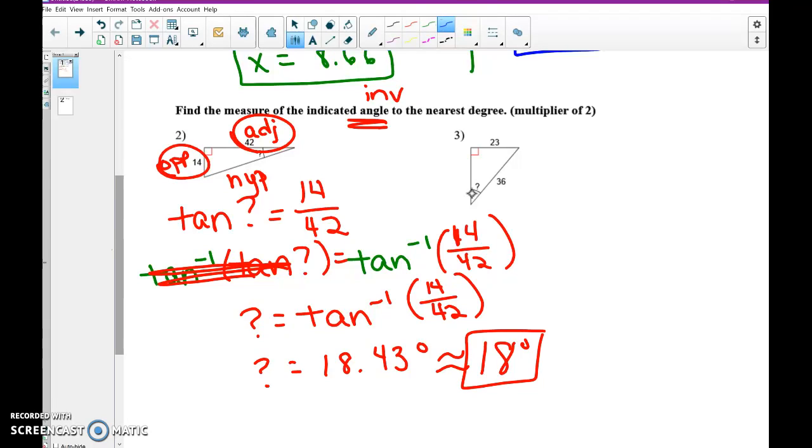Over here on the other side, very similar. Here's our angle. 23 is the opposite side. Adjacent is blank. And 36 is the hypotenuse. Opposite and hypotenuse are the two that we're going to use this time.